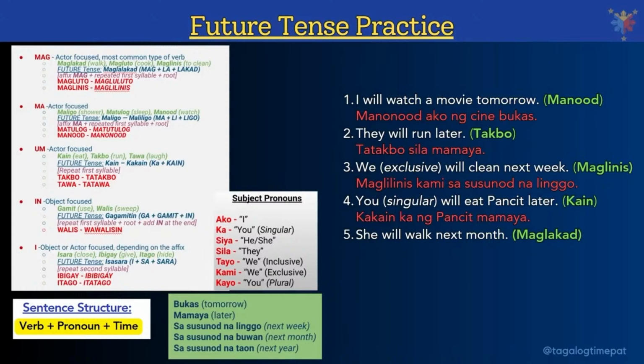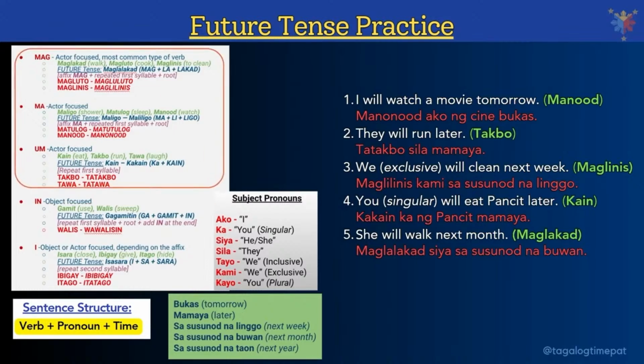And then lastly, she will walk next month. Maglalakad siya sa susunod na buwan. All right.